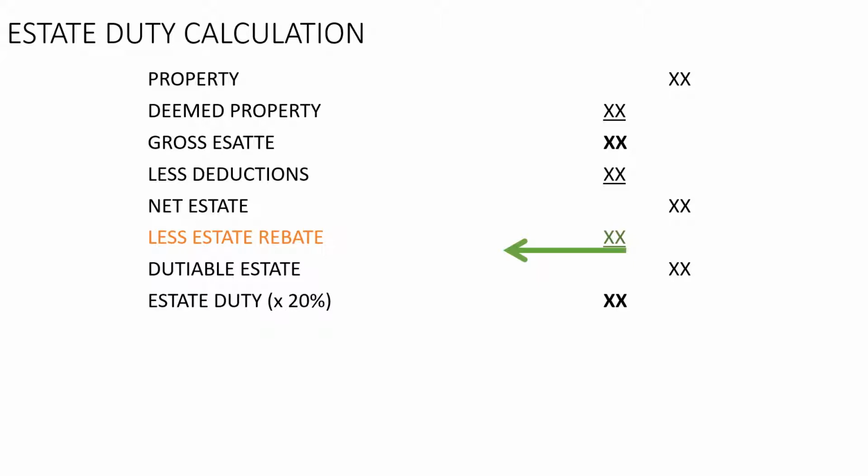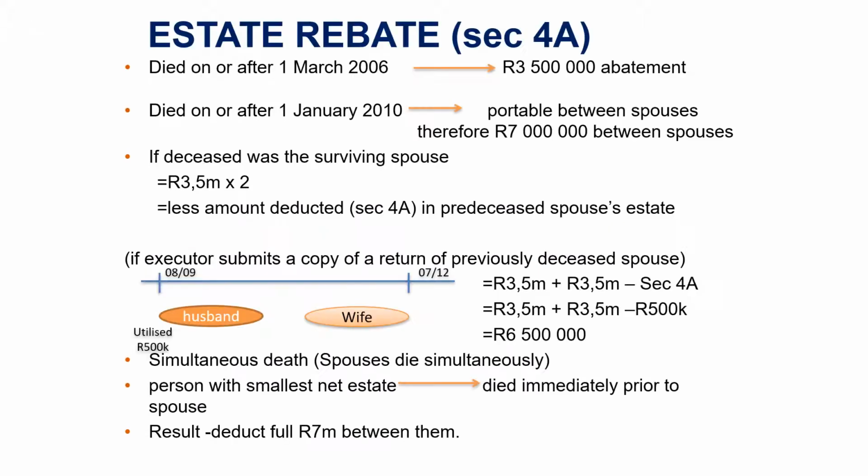Upon death, every individual is allowed the Section 4A rebate, which is currently a value of 3.5 million rand. If an individual died on or after 1 March 2006, they are entitled to an abatement of 3.5 million rand.